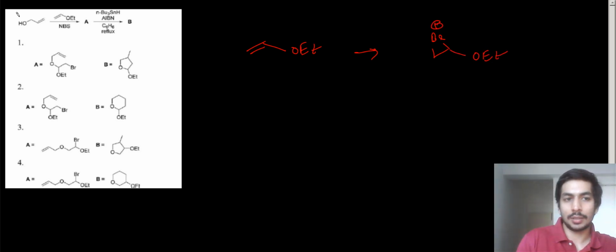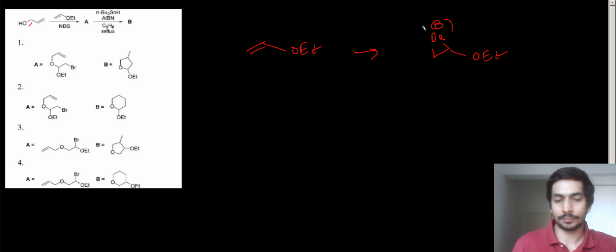Now over here, this is our vinyl ether, and this is the allylic alcohol. So the bromonium ion is formed on the vinyl ether, right? Because this is electron rich also. So if you compare this and this, then this double bond will be more reactive. So bromonium ion formation takes place over here.